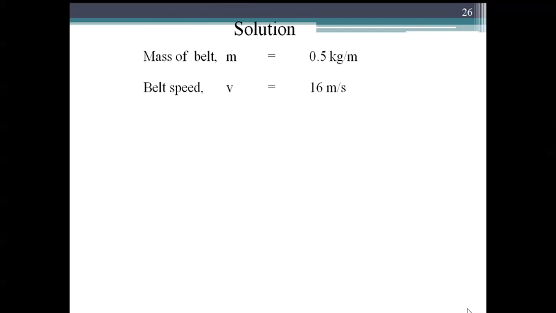First, we'll see the given data. Mass of the belt is 0.5 kg per meter. Belt speed V equal to 16 meter per second. The area of the belt is given, from T max equal to permissible stress into b into t. So here permissible stress equal to 1 Newton per mm square, into width of the belt 100 mm, into thickness of the belt 7.5. So from that T max equal to 750 newtons.